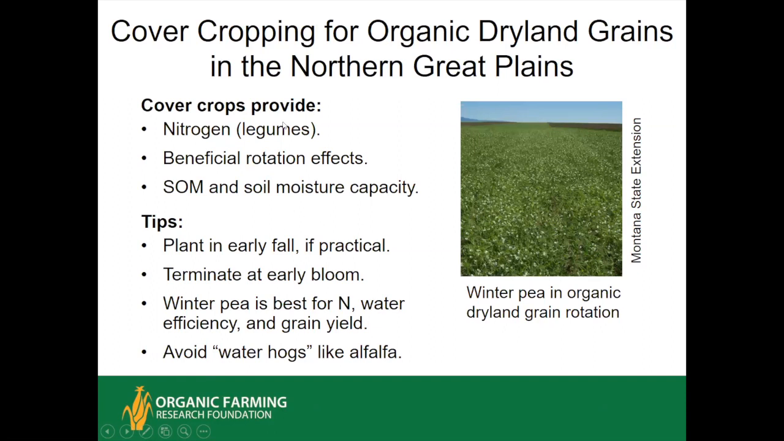And then tips based on these studies for the Northern Great Plains: you want to plant early in the fall, if at all practical. Now, in the Northern Great Plains, their limited rainfall is fairly distributed around the year, so sometimes you'll be lucky and get a decent rainfall sometime in the fall and get that cover crop up. You want to terminate at early bloom. Don't grow it till it's tough. You don't want to grow it too close to when you're planting the next wheat crop. This limits the soil moisture drawdown. Again, winter pea worked really well for nitrogen, water efficiency, and the subsequent grain. This is the wheat that's grown after the pea, and you want to avoid the water hogs like alfalfa.